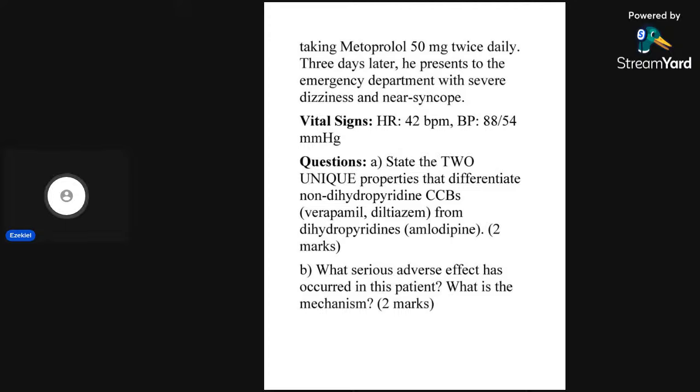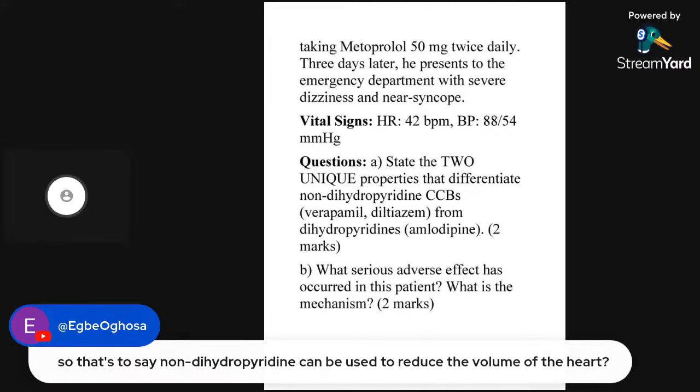Now, metoprolol, who can tell me the class of metoprolol? Egbe Augusta, your answer is correct. So say that non-dihydropyridine can be used to reduce the contraction. Change that word from volume to contraction. CCBs have no business with volume. The ones that act as vasodilators reduce volume, while non-dihydropyridines are in charge of contraction. So that's the answer to your question.